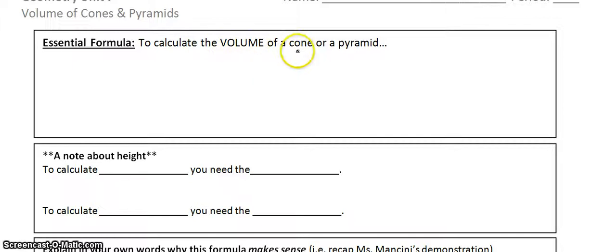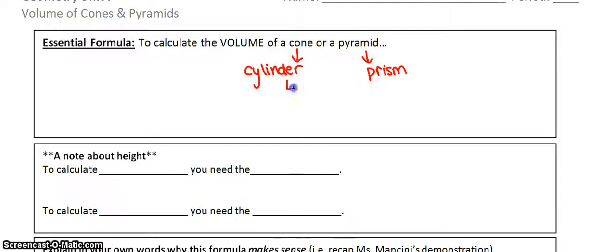To calculate the volume of a cone, it's very similar to a cylinder because they both have that circular base. A pyramid is similar to some sort of prism. So if it's a square pyramid, it's similar to a cube. If it's a hexagonal pyramid, it's similar to a hexagonal prism. Now the only difference is the volume of a cone or a pyramid will be a third of the size of a cylinder or prism.